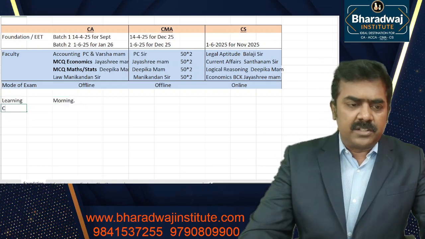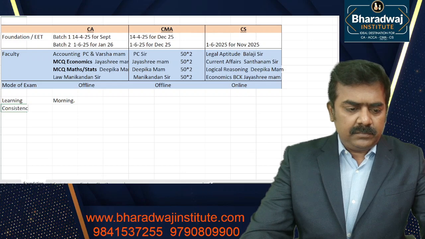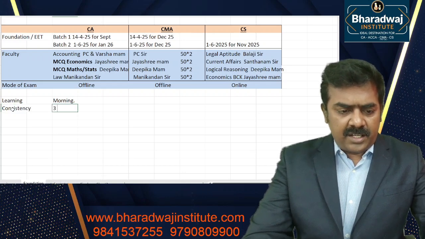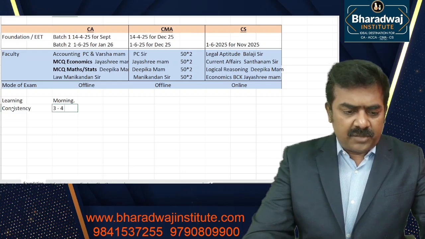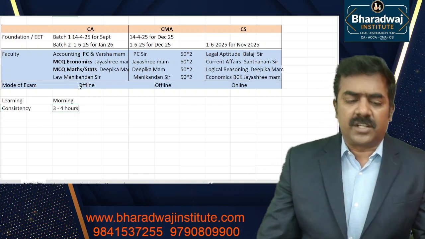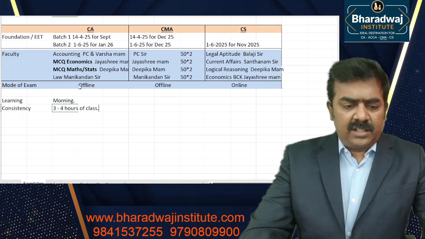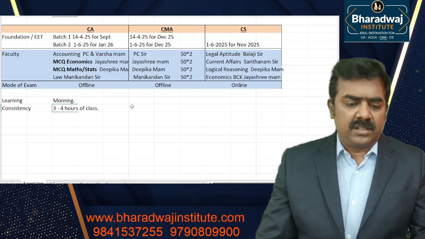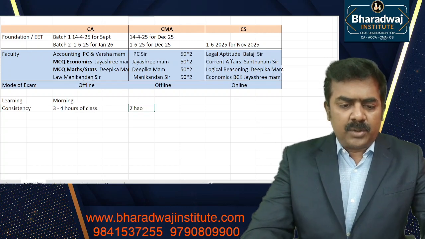What matters over here is consistency. Simple. Attend 3 to 4 hours of class daily. CA or CMA or CS, attend 3 to 4 hours of class. The class itself, everything will be covered. At home, ensure that you are doing 2 hours of practice.